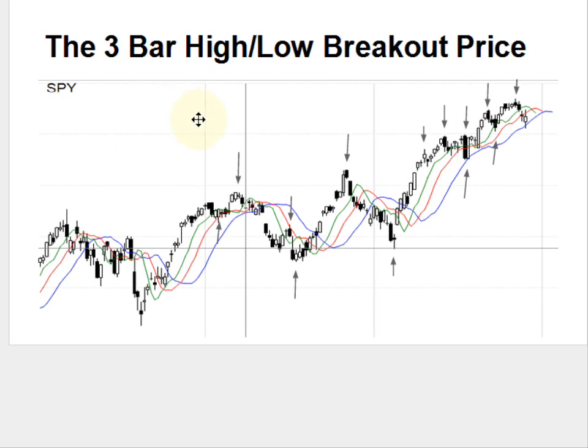3-bar high-low breakout price. And I've just put some arrows on here as examples of 3-bar high-low breakout prices or breakout bars. And what that means simply, say for a high breakout bar, is that the high price immediately preceding it and the high price of the bar immediately following it were lower. They could be lower for more than the immediately preceding and succeeding days, but that's the minimum requirement.